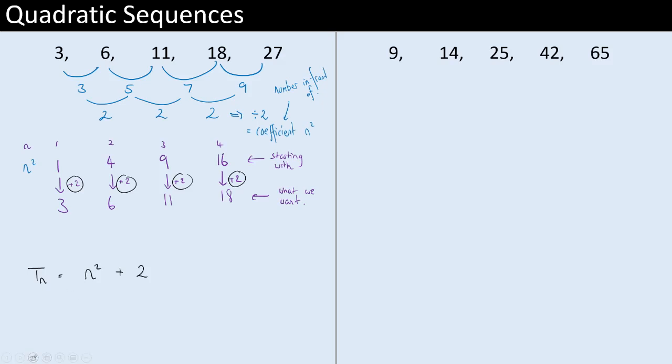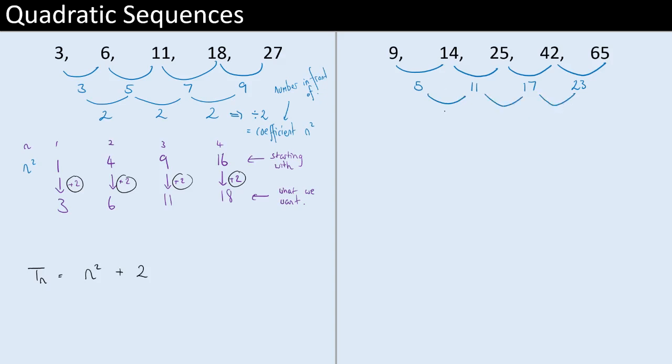So let's get our color blue back for the starting thing. I need to check my differences. So 9 to 14, that goes up 5. 14 to 25, that goes up 11. 25 to 42, that goes up 17. And then 42 to 65, that goes up 23. Again, the sequence doesn't go up the same amount each time. I need to check my second differences.